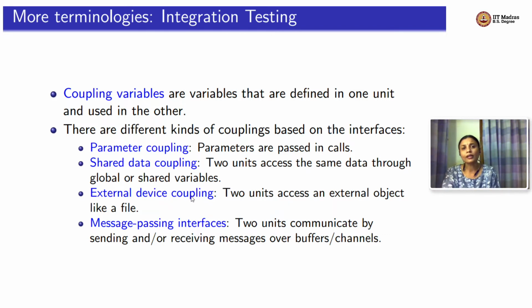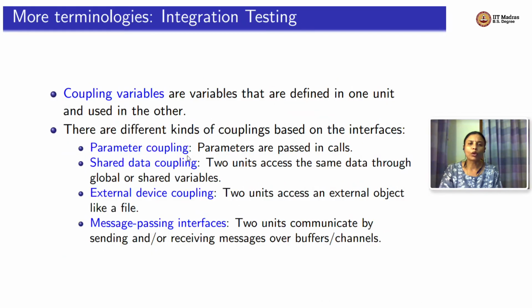The next could be external device coupling. Two units, two methods, two functions or procedures could access a completely external object like a particular file found somewhere else in a server or in a database and things like that. That's called external device coupling. Two entities could also exchange data by sending and receiving messages across dedicated buffers or channels. Those kinds of coupling or interfaces are called message passing interfaces. So there could be several different kinds of couplings possible based on the interfaces, based on the kind of code that you write.